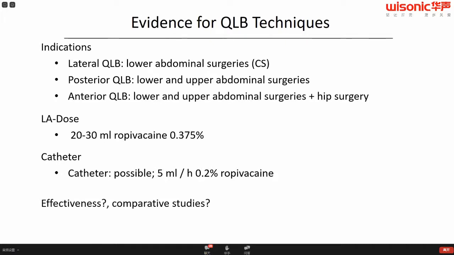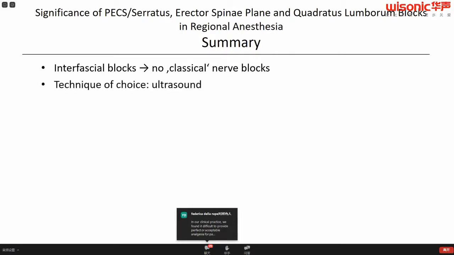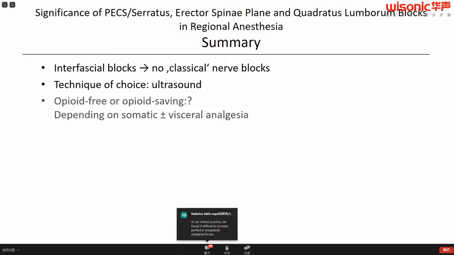What is the effectiveness? Comparative studies are lacking. What are the risks and what are the complications? We don't know exactly. Let me summarize the significance of pec, serratus, erector spinae plane, or quadratus lumborum blocks in regional anesthesia. First of all, these blocks are interfascial blocks. That means these are not classical nerve blocks. The technique of choice when you're doing these blocks is ultrasound-guided technique.